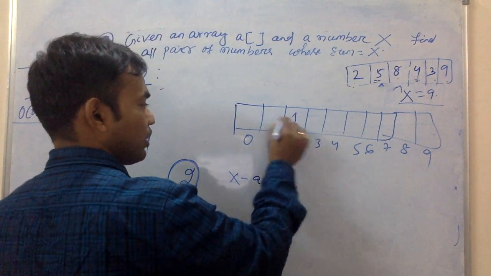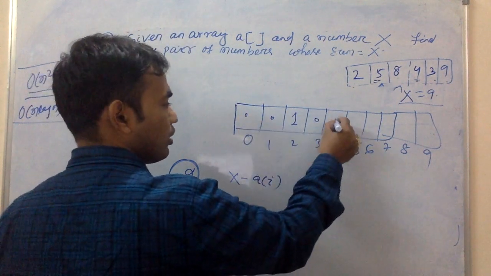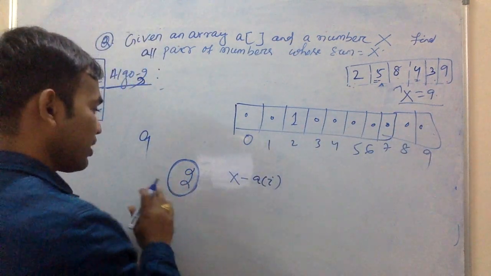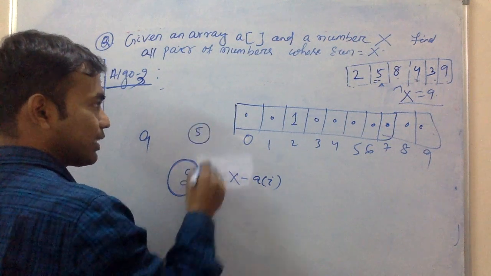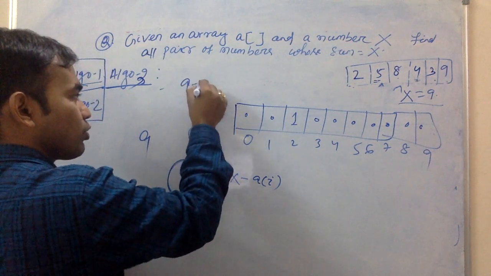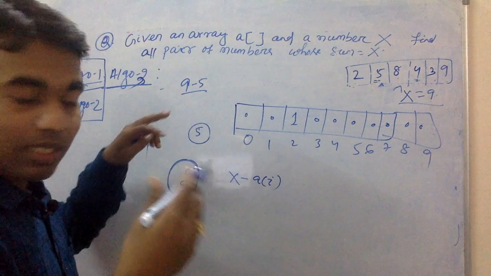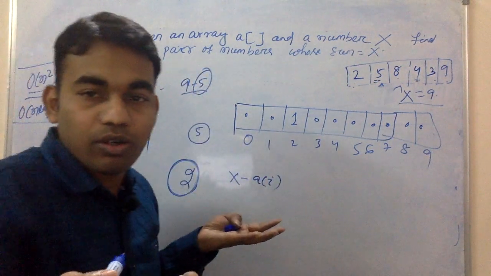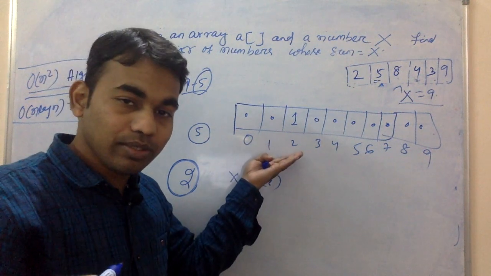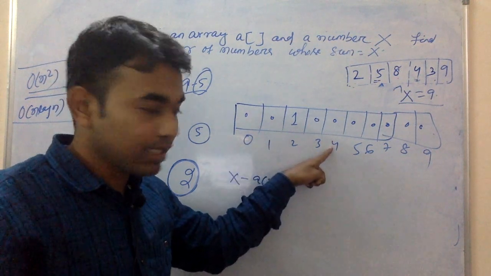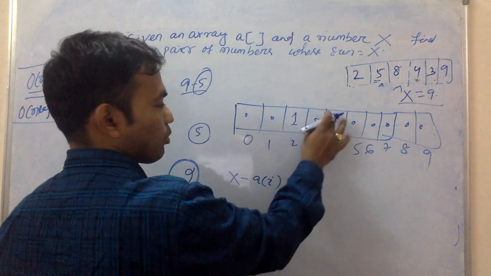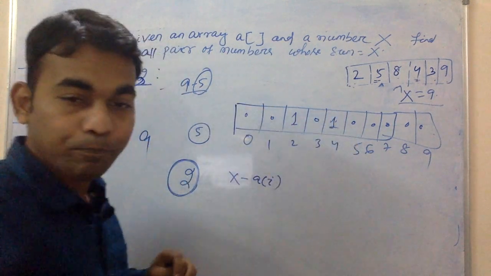Initially, suppose everybody is 0, so I am making this one as 1. Now 5 is coming, so I will check whether 9 minus 5 element is present. I am just checking whether 4 is present or not. I am directly going to the 4th index and checking whether there is a 0 or 1. There is a 0, so 4 is not present, so I will make this one 1.